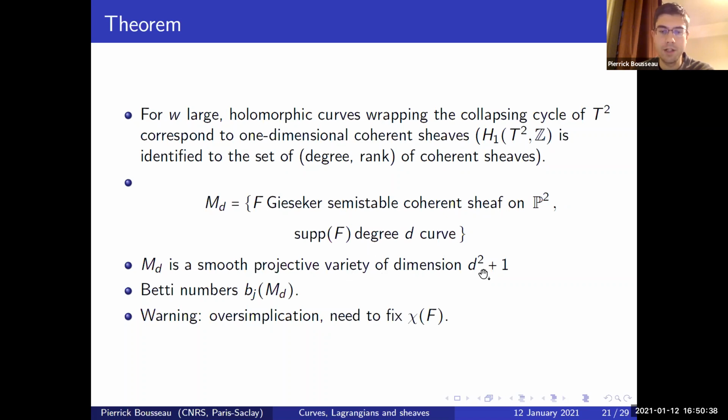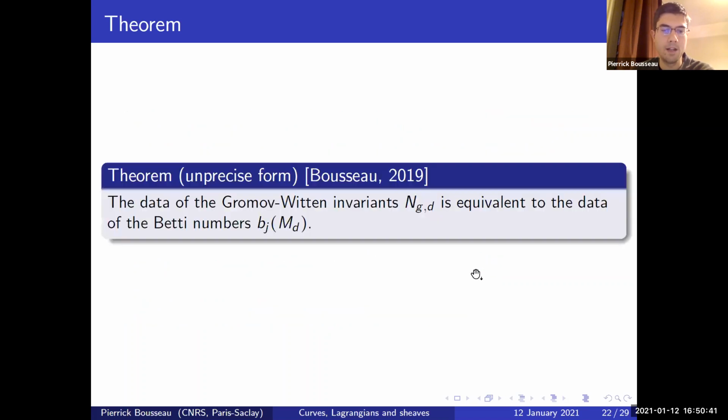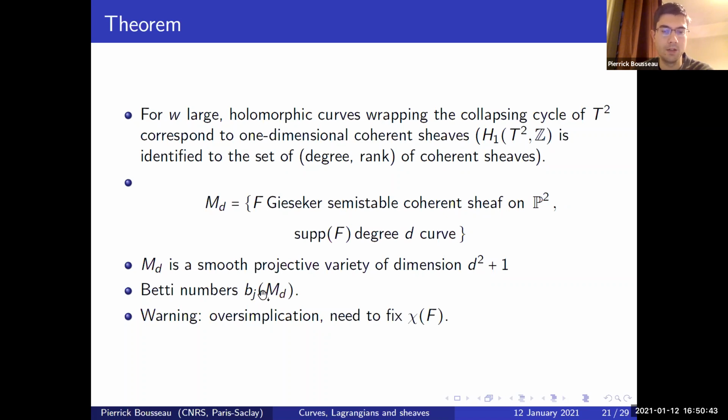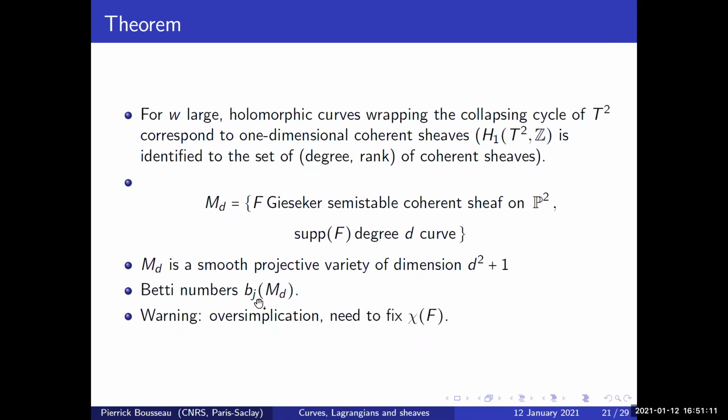So this thing is a projective variety of dimension D squared plus 1, and I will look at the Betti numbers of this projective variety. In the way I've written this slide, I made some oversimplification to get a nice moduli space. You also need to fix the holomorphic Euler characteristic of the sheaf, chi. For different values of chi, you get different moduli spaces. But let me skip over this point for now. Essentially, what I will do precisely is to take an average over the different possible values of chi.